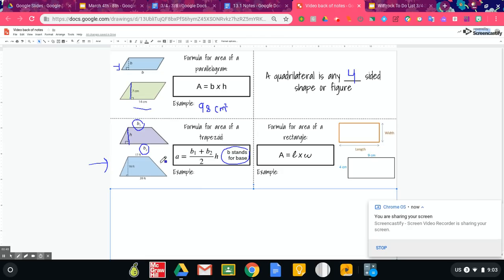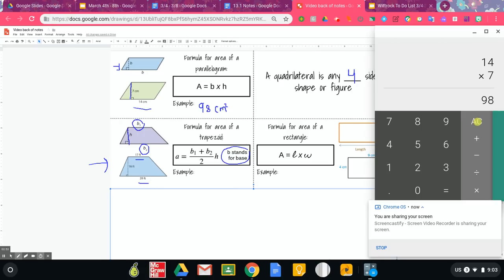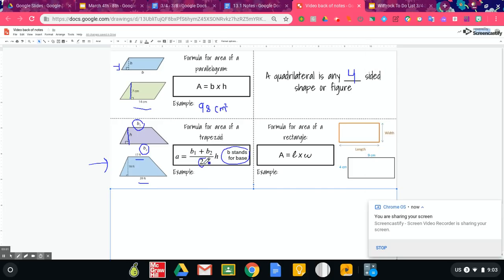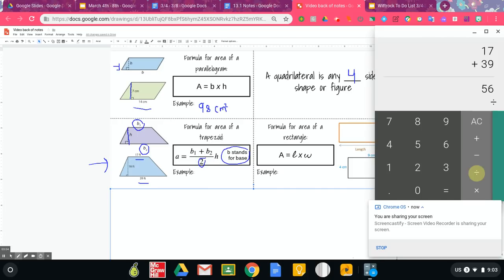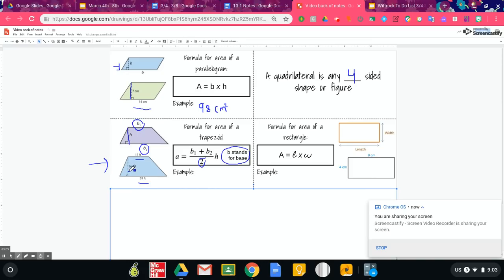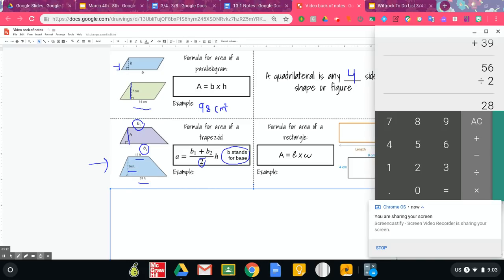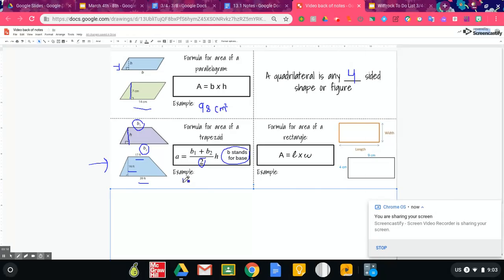It's base 1 plus base 2. So we need to add base 1, which is 17, plus base 2, which is 39. Let me pull up my calculator. 17 plus 39. Once you total them, you do the next step, which is divide it by 2. So take the answer, divide by 2. And then you do the last step, which is multiply it by the height. The height on this trapezoid is 16. So times 16, and the answer is 448. And remember, it's always in squared units. So 448 looks like we're talking about feet squared.